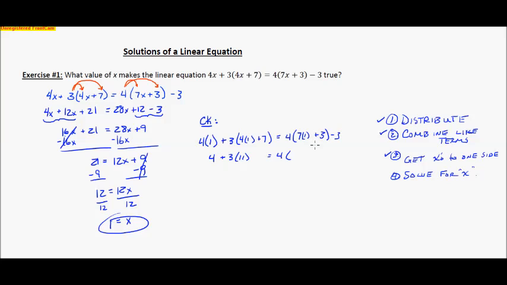7 times 1 is 7, plus 3 is 10, and then that leaves me with 4 plus 33, and that's 40 minus 3 over there, and that gives me 37, and that gives me 37 as well. So it checks out. Alright, so my solution is x equals 1.